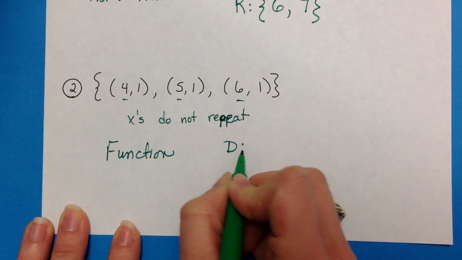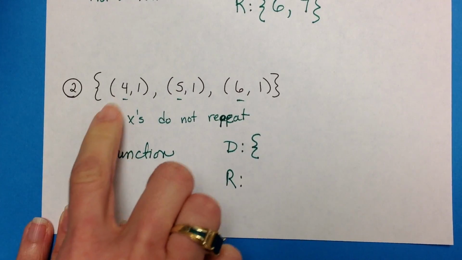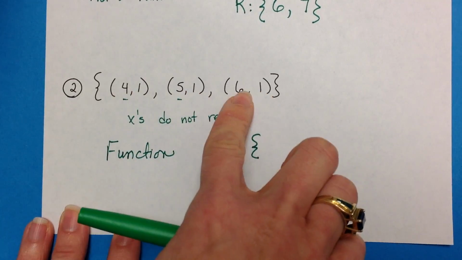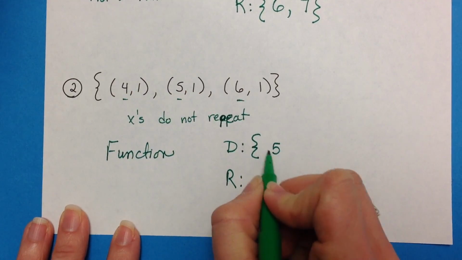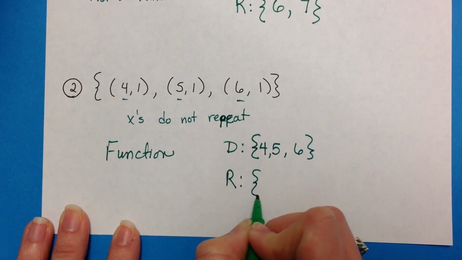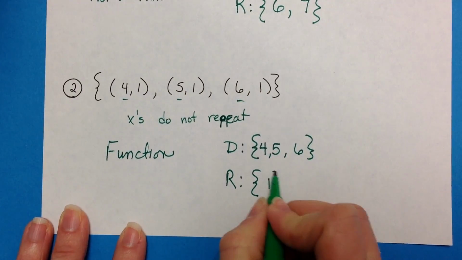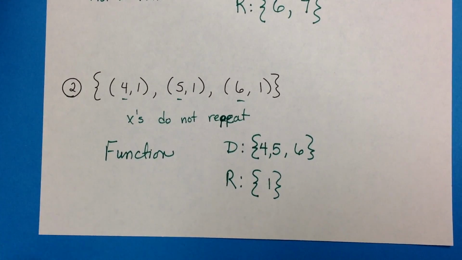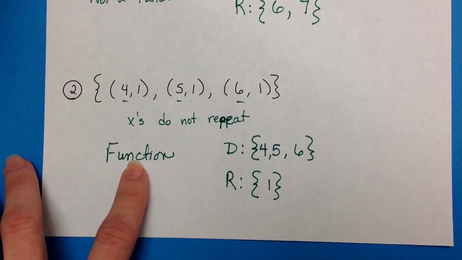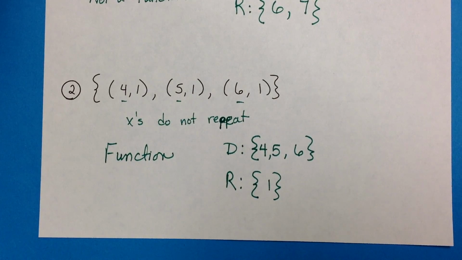Then stating domain and range. Your domain, since x's didn't repeat, you've got 3 ordered pairs, so you would have 3 different x's. It would be 4, 5, and 6. Range is y's, but now each one of these y's is the same, so you just have to list that once. So your y's can repeat. Your y's are not going to affect whether you have a function or not. That's always going to be determined based on your x's.